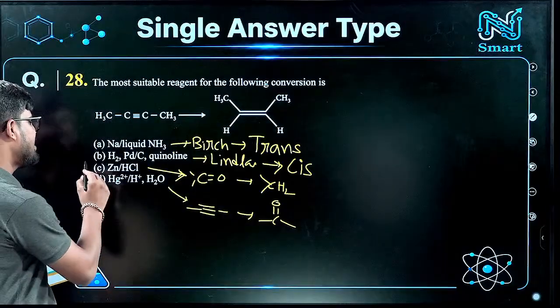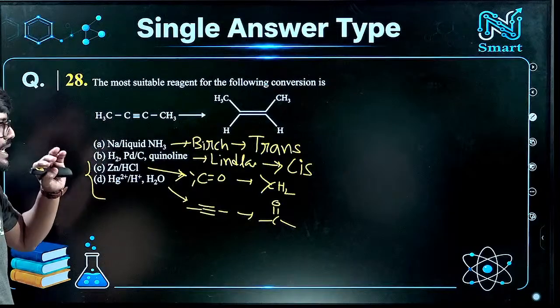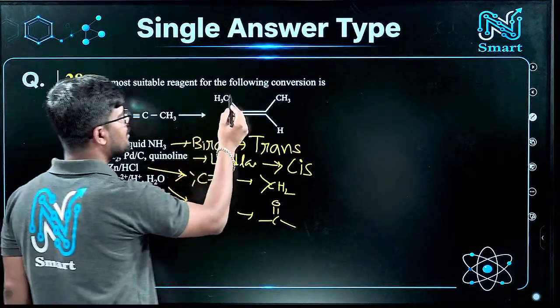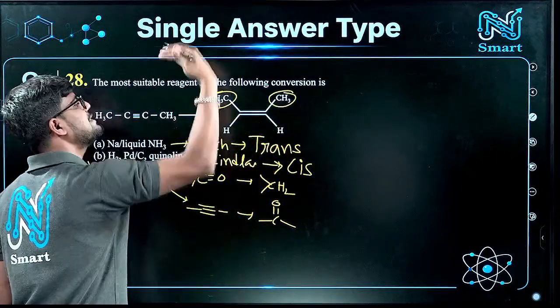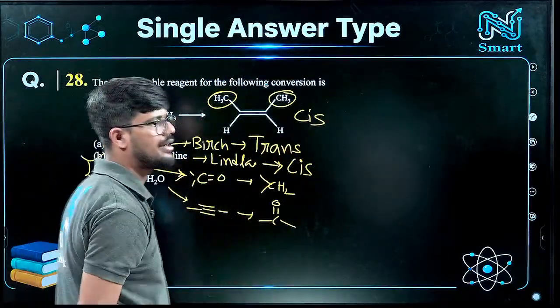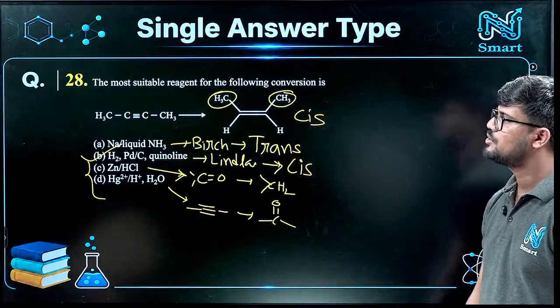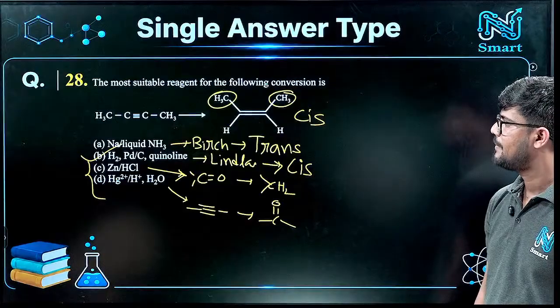So these two are totally different, it is not connected to this, only A and B you have to decide. Since two CH3 groups, they are on the same side, so this is cis product, right? So that means option B is the correct answer. So Lindlar catalyst here you have to use. That is the most suitable reagent. Okay.